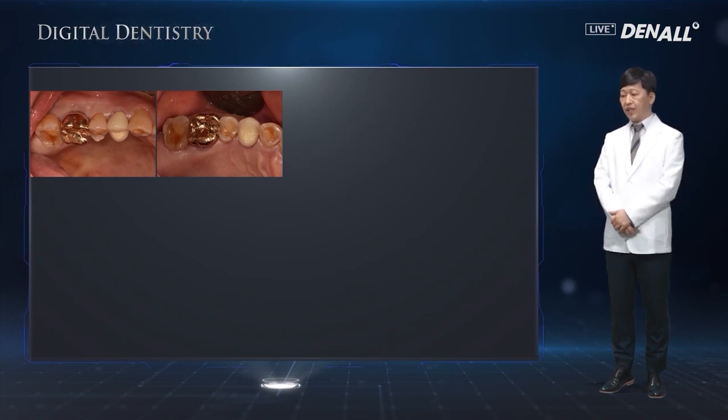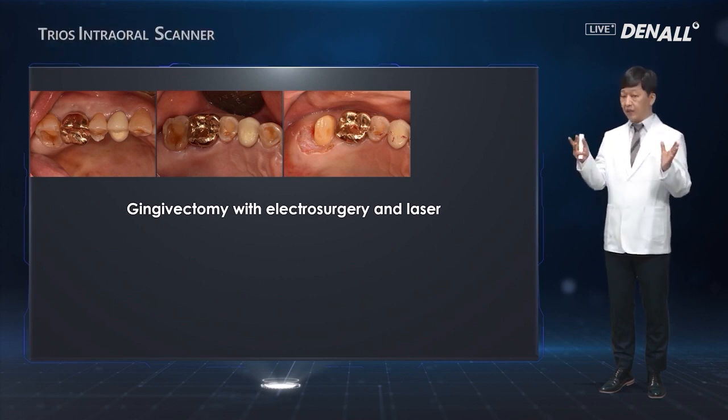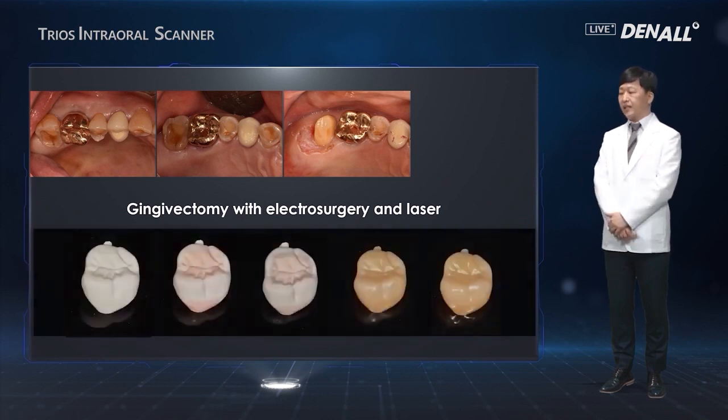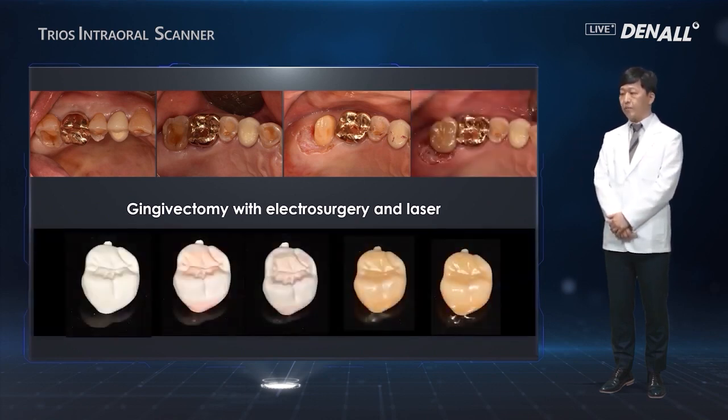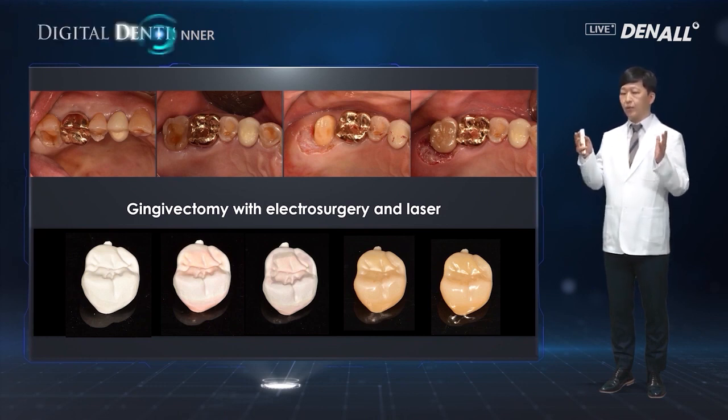The crown of the upper second molar is very short. Electrosurgery and laser is used for gingivectomy, and the scanning is acquired after hemostasis, and the crown is fabricated, and on the very next day, the final crown is completed.